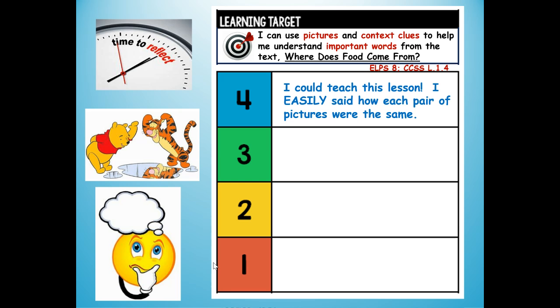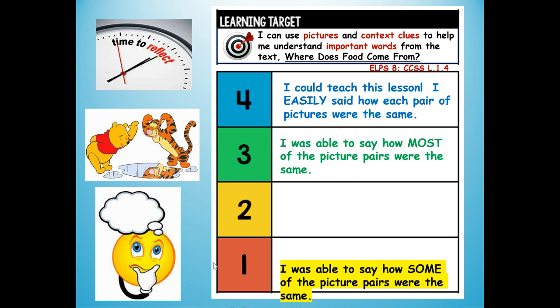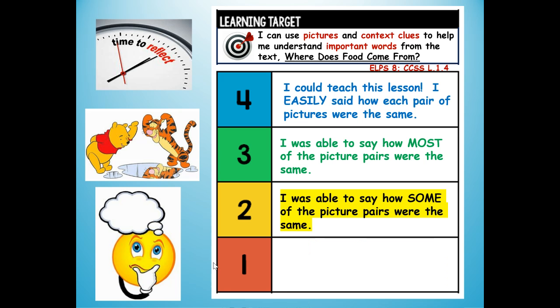Would you give yourself a 4? If so, write that on the top of your paper. Or would you give yourself a 3? I was able to say how most of the picture pairs were the same. Or would you give yourself a 2? I was able to say how some of the picture pairs were the same. Or would you give yourself a 1? I was not able to say how any of the picture pairs were the same.